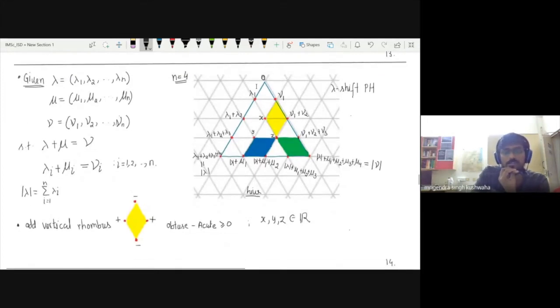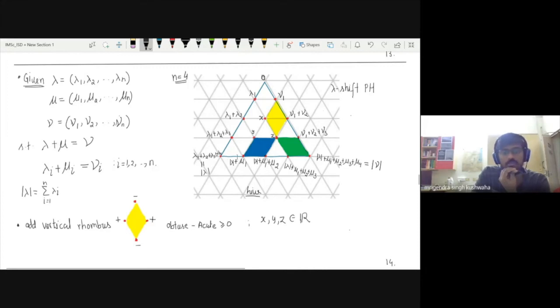The left side you label with the partial sums of lambda. So instead of putting 0, the top will be 0, but the next vertex will be lambda 1. The next one will be lambda 1 plus lambda 2. And the next is the sum of all three, and like that you will go up to the last.